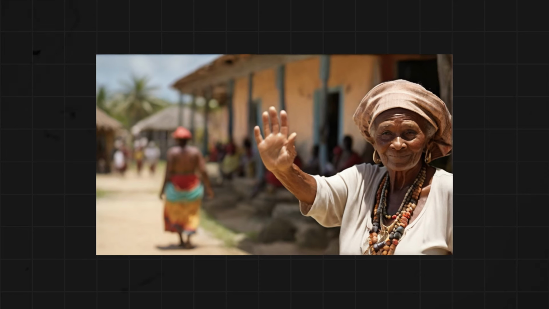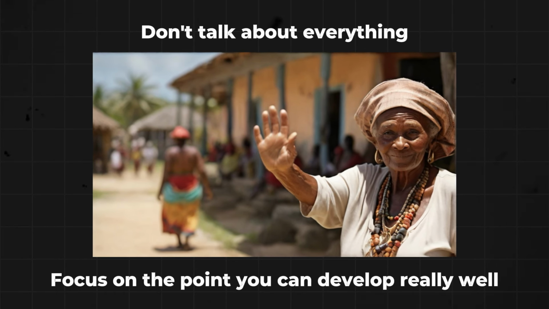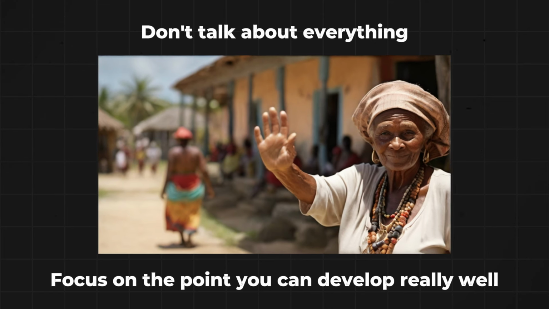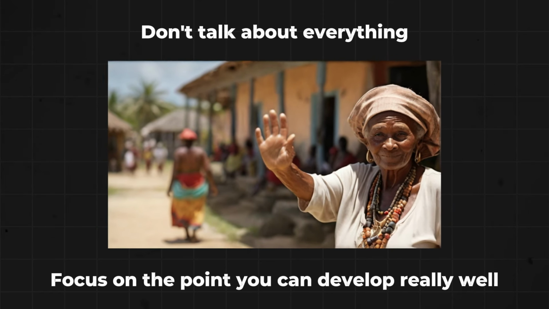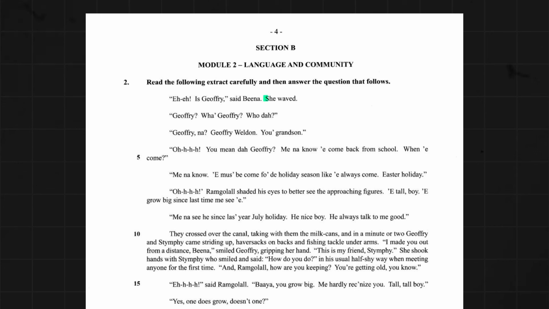So the idea is not to talk about everything, but to focus on the points you can develop extremely well. I usually go for 2 of my strongest points due to the word limit. We observe instances of kinesics such as Bina waving at Jeffrey when she saw him coming. This wave indicates that she welcomes him.